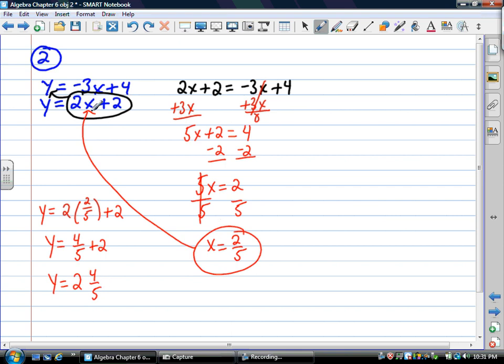We already know that it works for this equation because this equation we use to find y. So I know 2 and 4/5 is the same as 2 times 4/5 plus 2. But we have to check it in the first equation. So I'm going to do my check over here. All right, so here's my check.